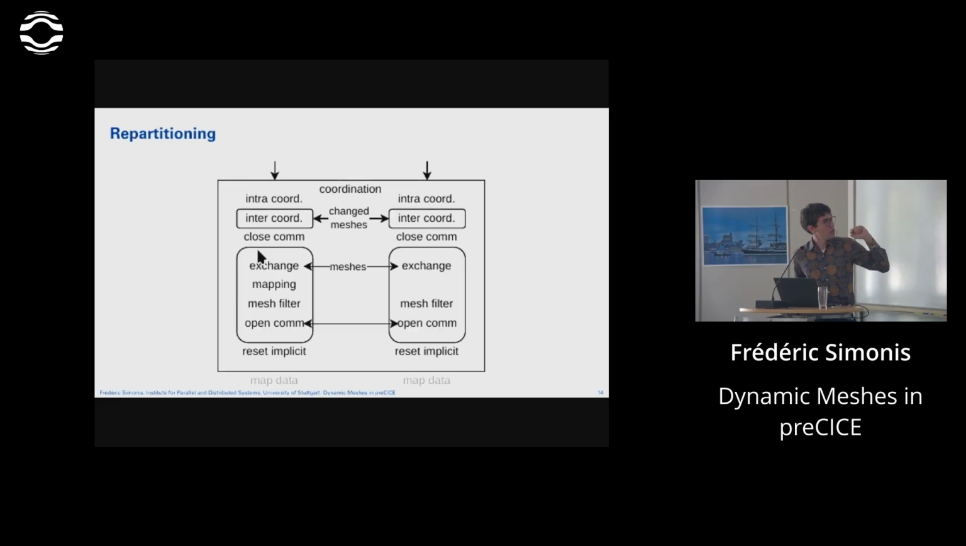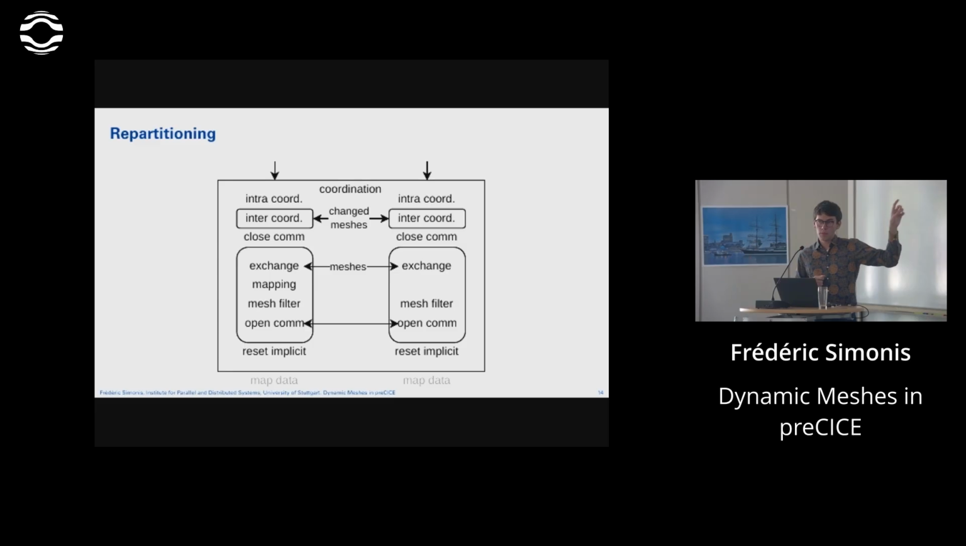To zoom into this repartitioning part here, we see that some things happen, and how these happen and in which order they happen and if they happen, this depends on configuration and so on. But in general, we exchange meshes, we compute the mapping, which we use for filtering to reduce the amount of communication that we need later on. Yeah, and then we deduce communication channels, as I mentioned before, and we need to establish these communication channels again. And all of this needs to happen in here.